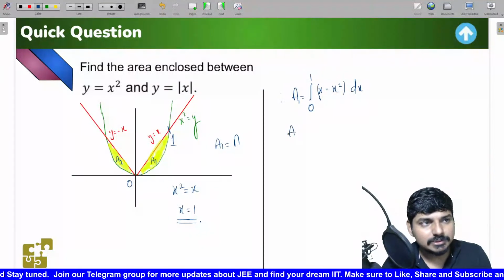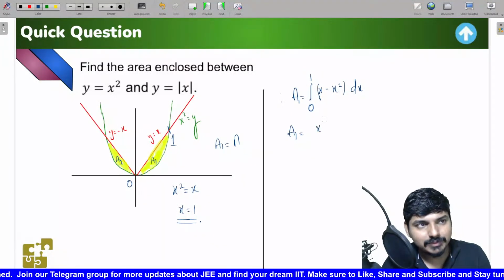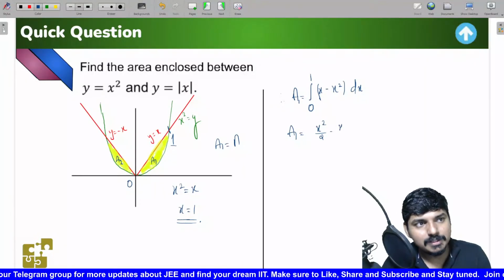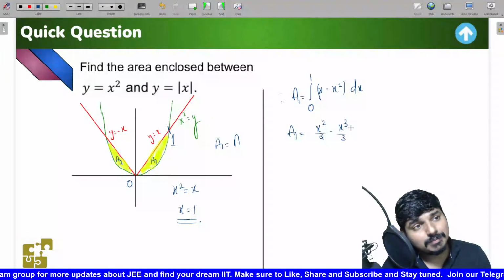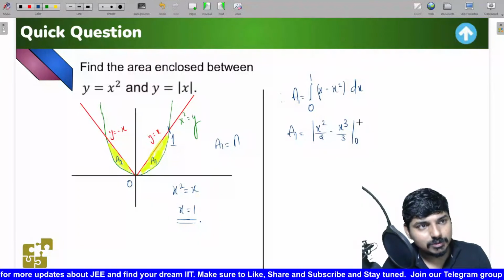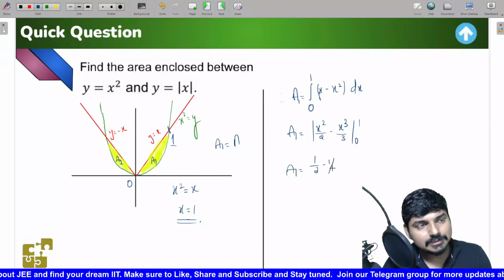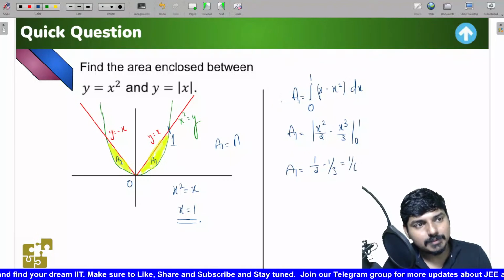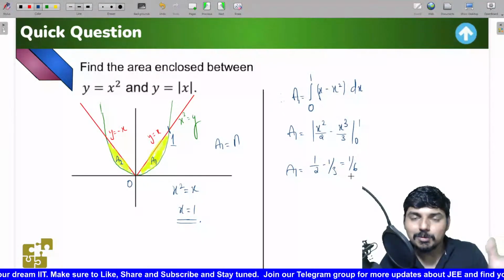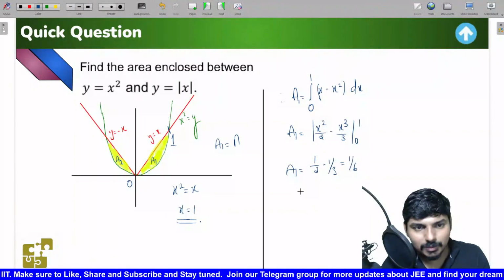Okay, so let me solve this one. A1 is going to be integration of x, which is x square by 2, minus the integration of x square, which is x cube by 3, in the limit 0 to 1. You end up getting A1 as 1 by 2 minus 1 by 3, which is going to be 1 by 6.